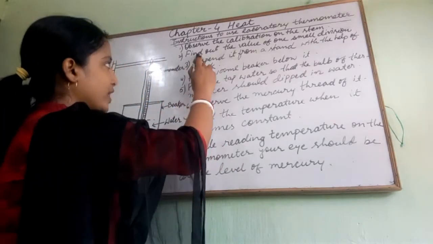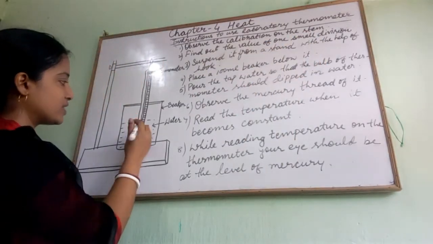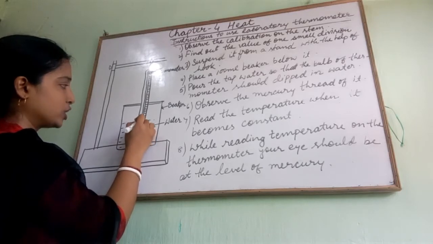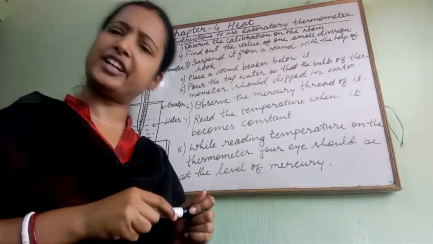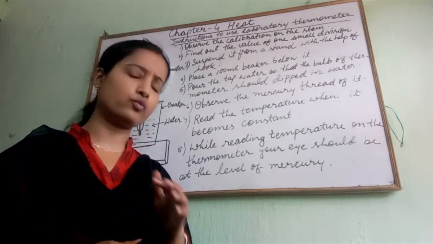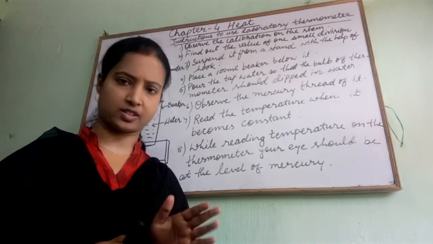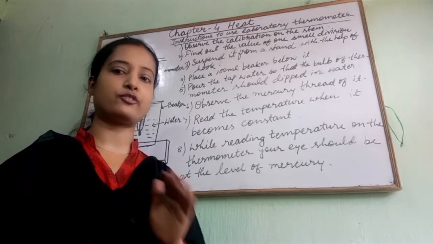The second one is find out the value of one small division. These are the small divisions which are marked on the laboratory thermometer. We have to find out the value of a small division, and it is always 1 degree Celsius or 0.5 degree Celsius. It is fixed. Either it may be 1 degree Celsius or 0.5 degree Celsius, so we have to find it out.